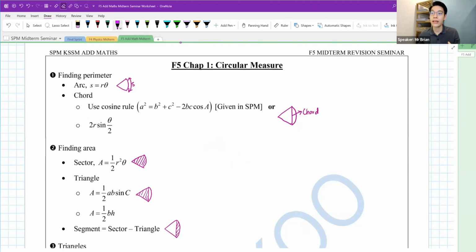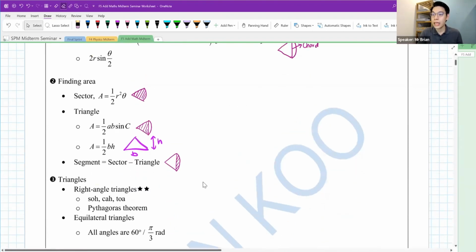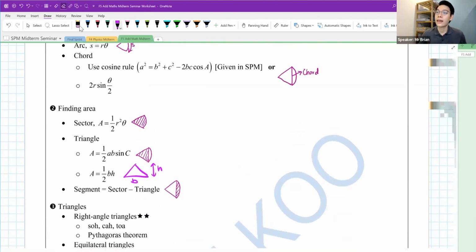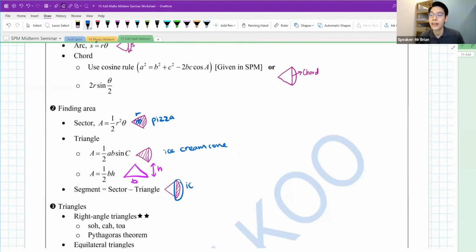Finding area, on the other hand, you have area of sector and triangle. This one you all learned last year. Sometimes it could just be half times base times height. Then if I want to find area of segment, usually I like to call this the pizza. Sector is the pizza slice. You got the radius, you got the theta, you can confirm find it. The triangle is what I call the ice cream cone. The segment is the ice cream part only, right?